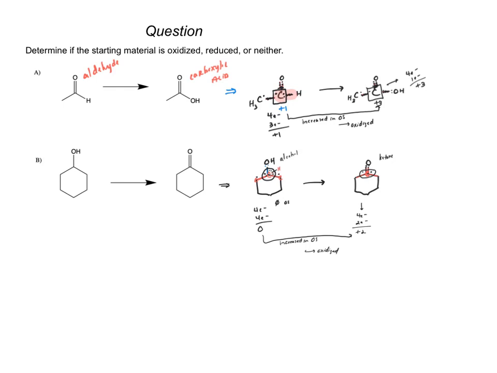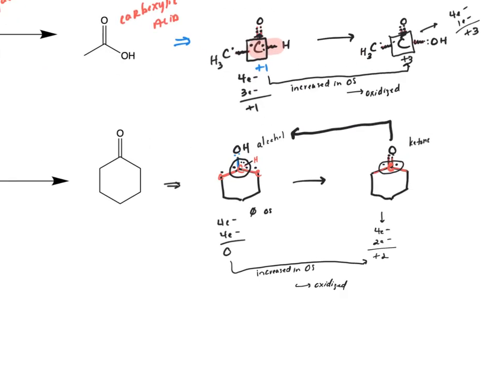Now, if both of these are oxidations, as is, then the movement in reverse would be a reduction, right? If we had a ketone and we made an alcohol out of it, we would be moving from a positive 2 oxidation state to a 0 oxidation state. So this would lead to a decrease in oxidation state, which would be a reduction, right?